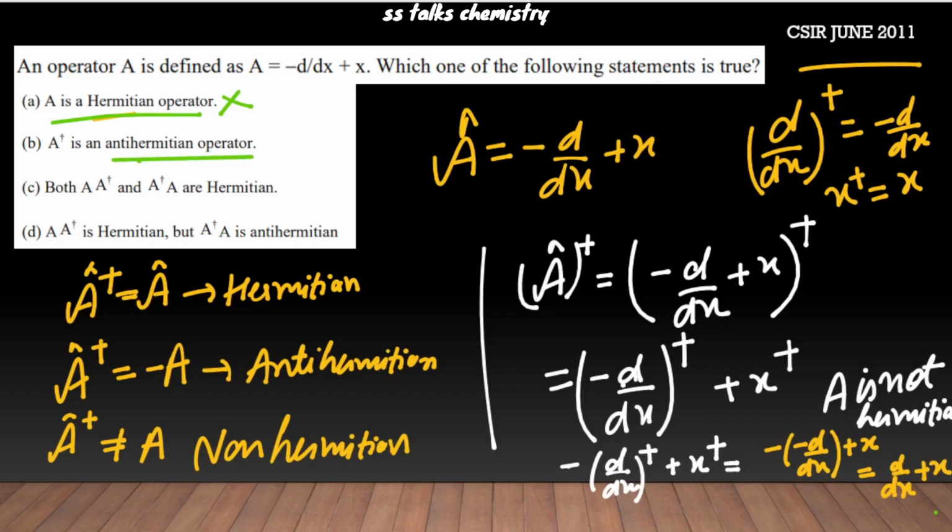A dagger is anti-Hermitian. So is it so? No, it is not because the negative sign is not coming in front of it. So A dagger is not equal to minus A. So again, incorrect. Next it is saying both A into A dagger and A dagger into A are Hermitian. So let's check this one.